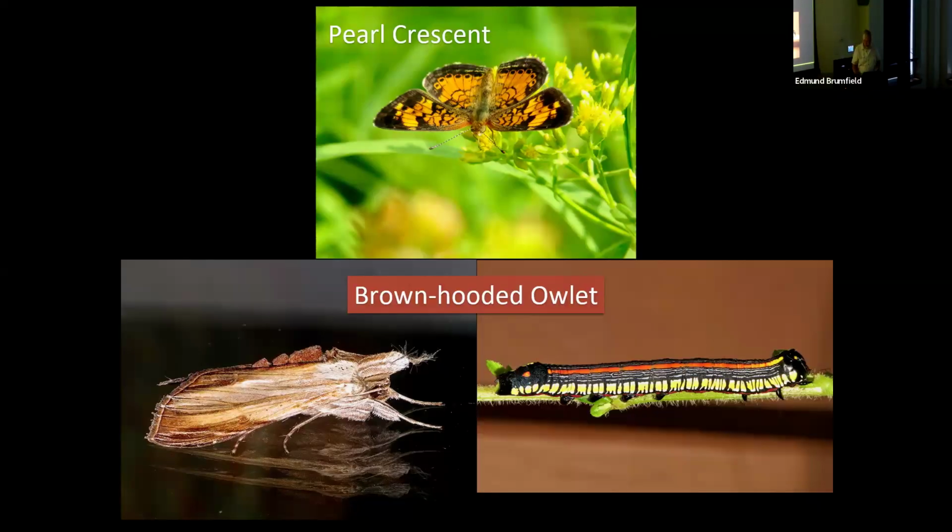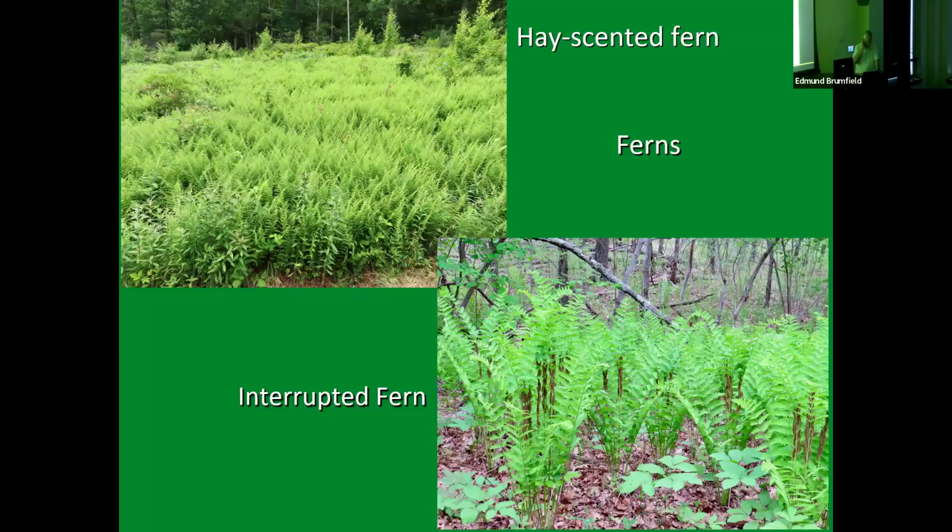So lots of different asters, and of course we know pearl crescent, the lovely little pearl crescent hosts on asters, but there's also a lot of moths that do it. There's a particular favorite of mine, the brown-hooded owlet, and it's got that terrific looking caterpillar. Really outstanding. Ferns, I like ferns because the deer don't like them. So there's lots of ferns in New Jersey. We're very rich in ferns.